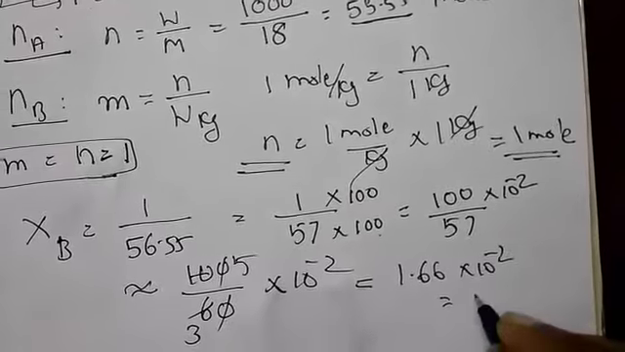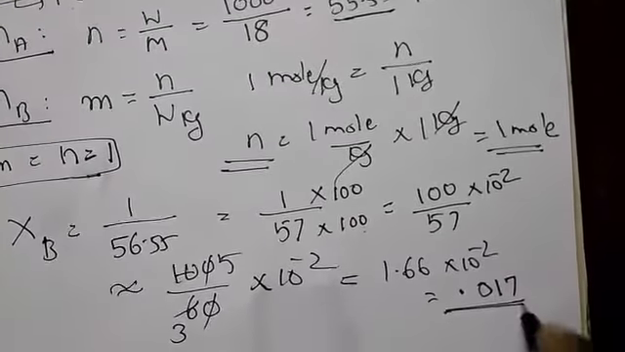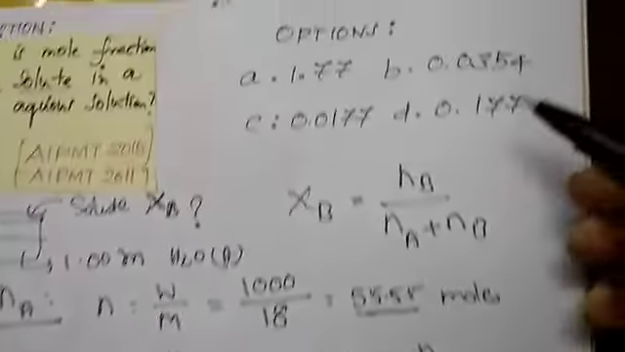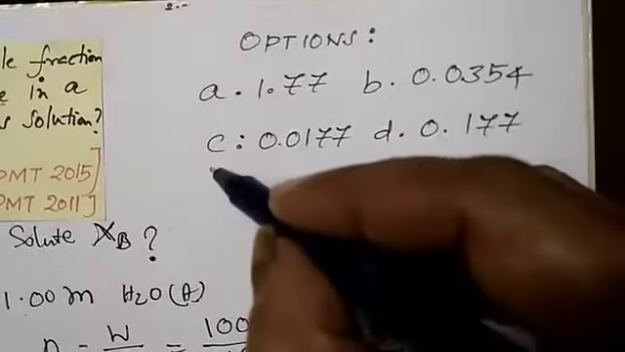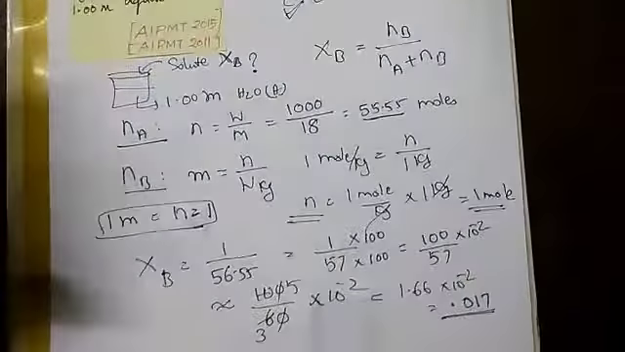So your answer is 0.0166, on rounding up you are getting 0.017. So now go and verify the answer. Here you are getting it, of course. Now this is the way you have to approach the sum.